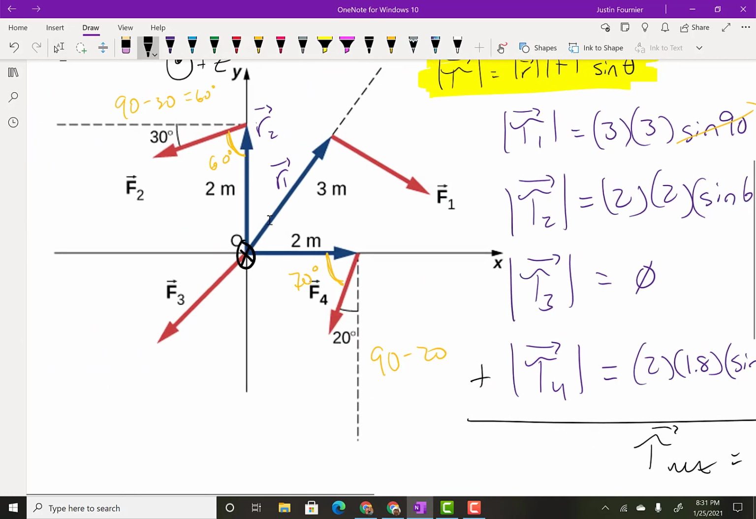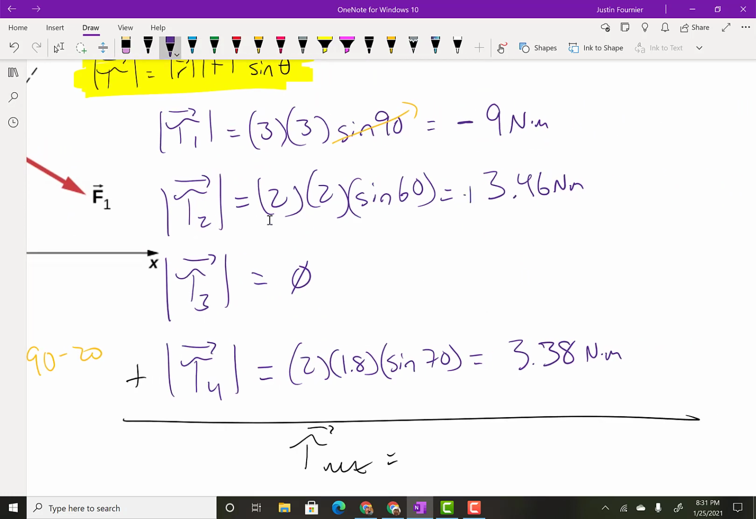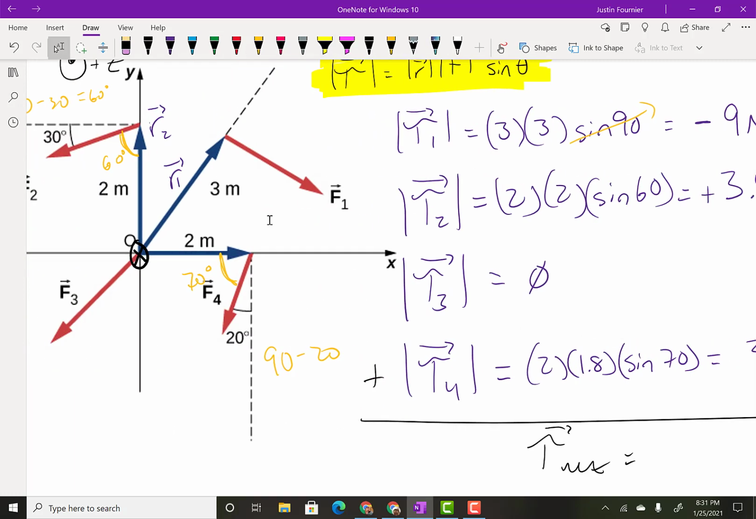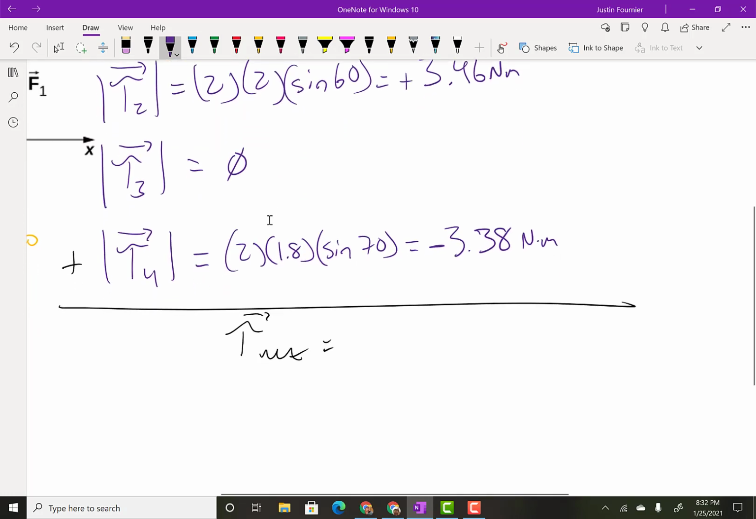Okay, torque 2 is this one. If I use my right-hand rule again, I get a positive torque out of this because it's pointing in the positive z-axis. So it's going to be positive 3.46. Torque 3 is just going to be 0. It's not going to contribute anything. And then torque 4, if I use my right-hand rule, I get a negative torque again. So this is negative, and I just now need to add these all up. I've got negative 9 Newton meters plus 3.46 minus 3.38, and I get negative 8.92 Newton meters.